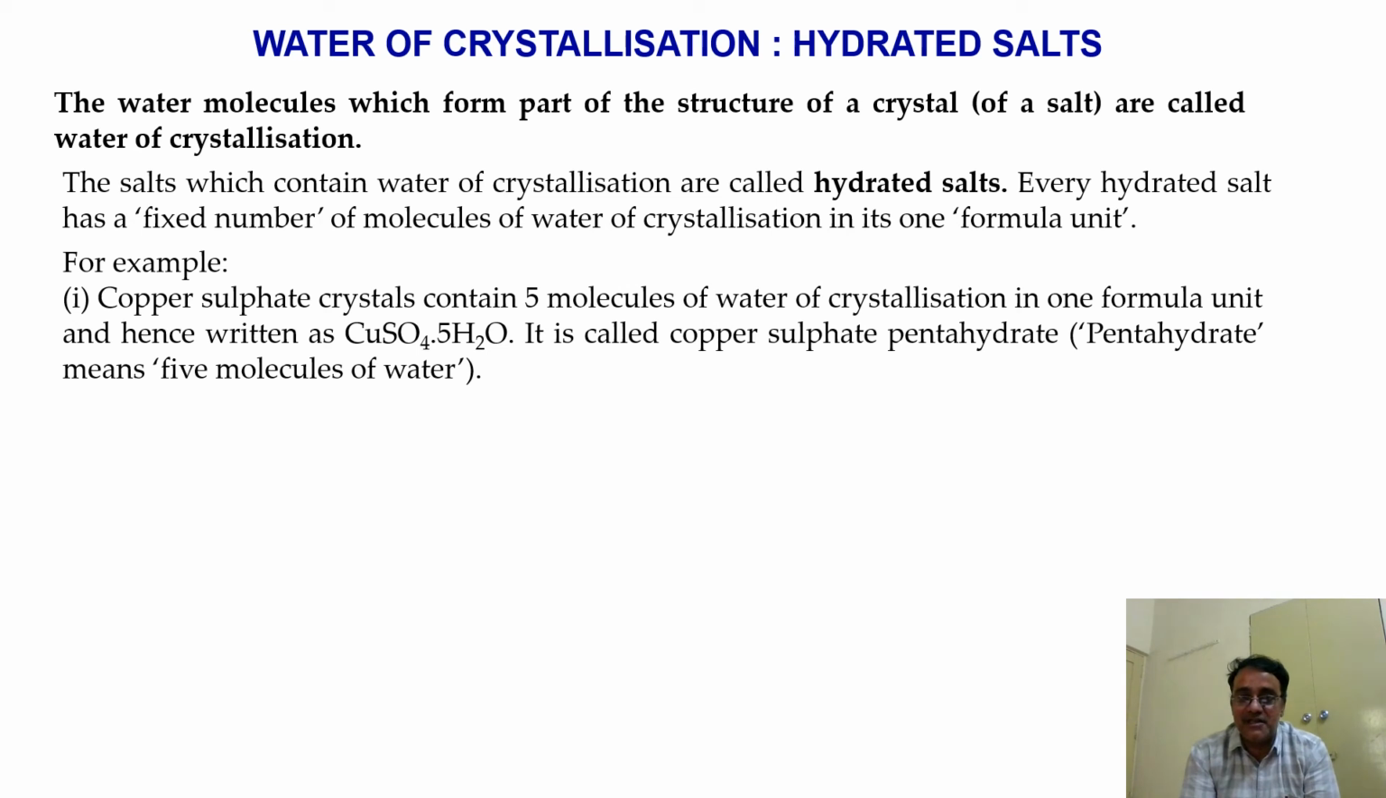First example, copper sulfate. The crystal contains 5 molecules of water of crystallization in one formula unit, and hence is written as CuSO4, that is copper sulfate, and 5 molecules of water, 5H2O. It is called copper sulfate pentahydrate. Since there are 5, it is pentahydrate, right? Pentahydrate means 5 molecules of water.